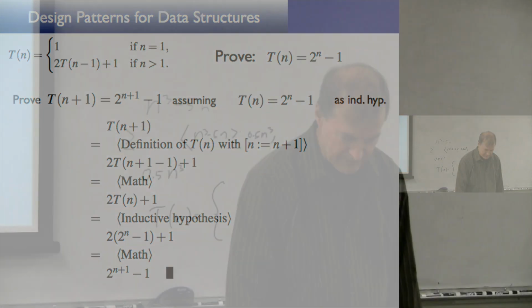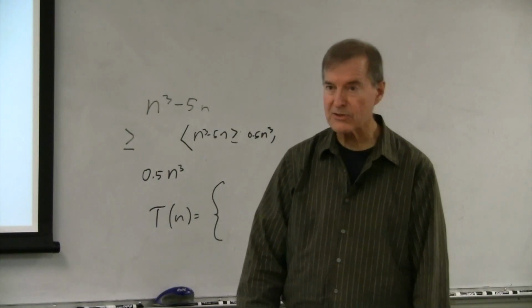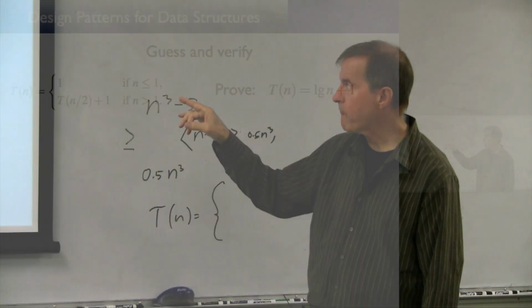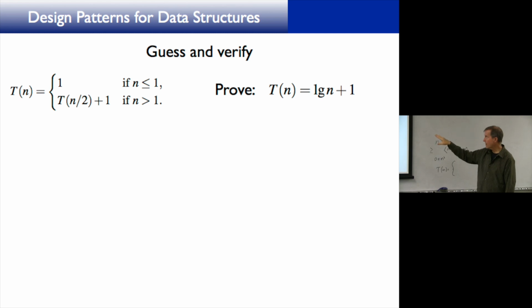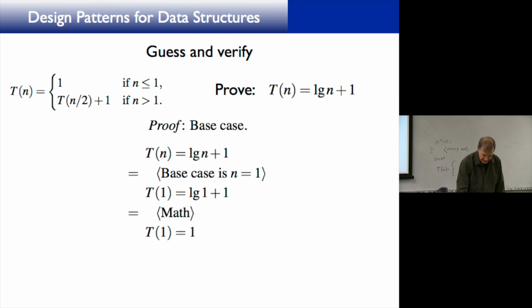Now these are all on the slides. Here's another one with n over 2. Let's do this one. So now, what's the base case here? Well, we write down T of n equals log n plus 1. And the base case is T of 1 equals log 1 plus 1. By some math, and by the definition of T of n, 1 equals 1. Okay? And now how about the inductive case?